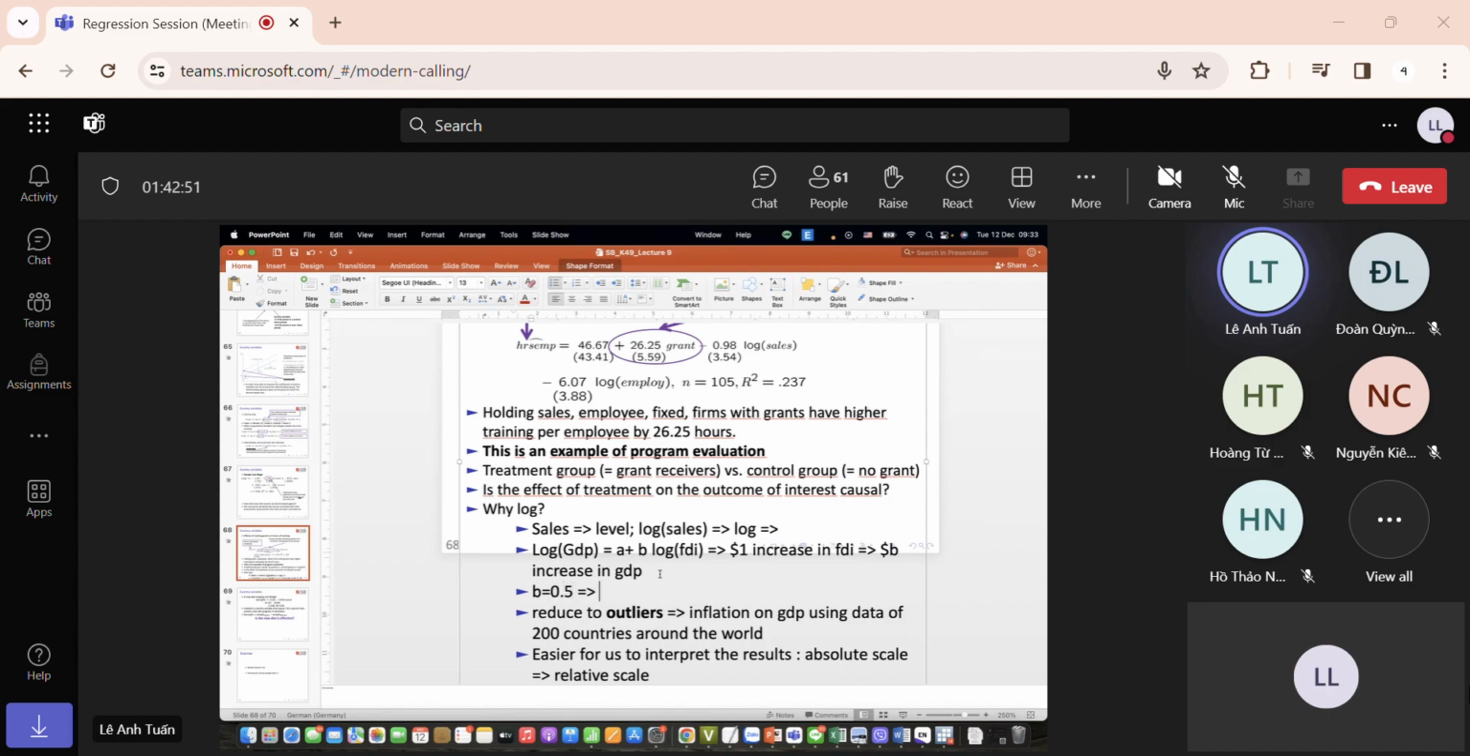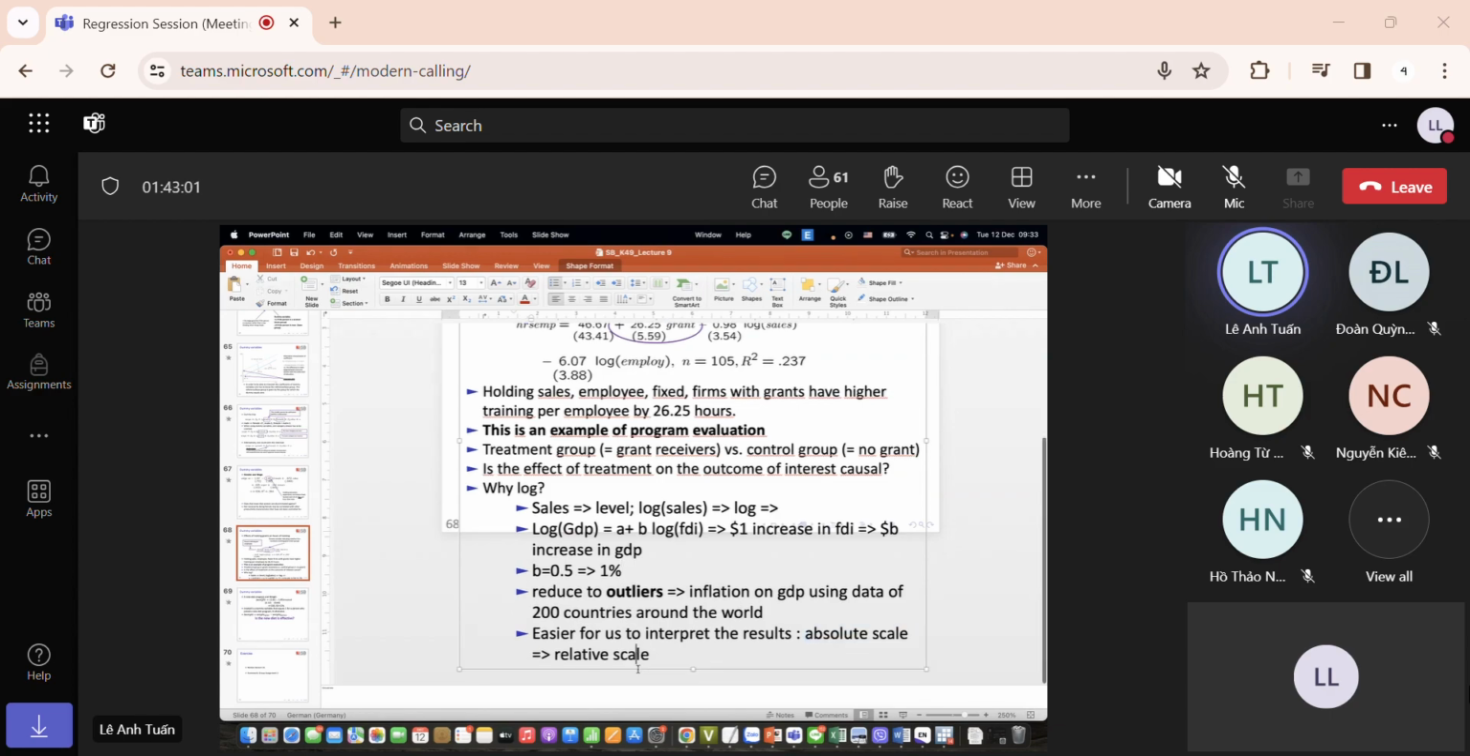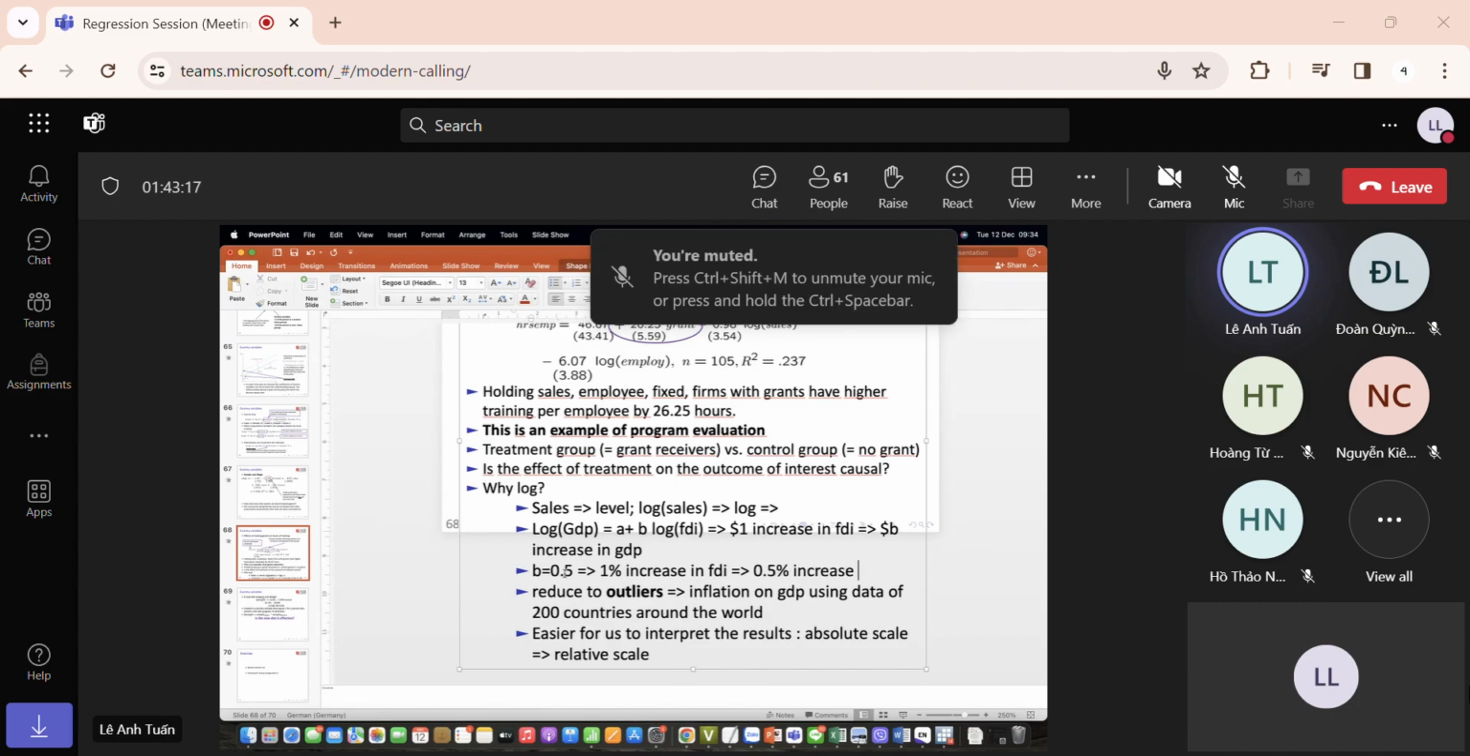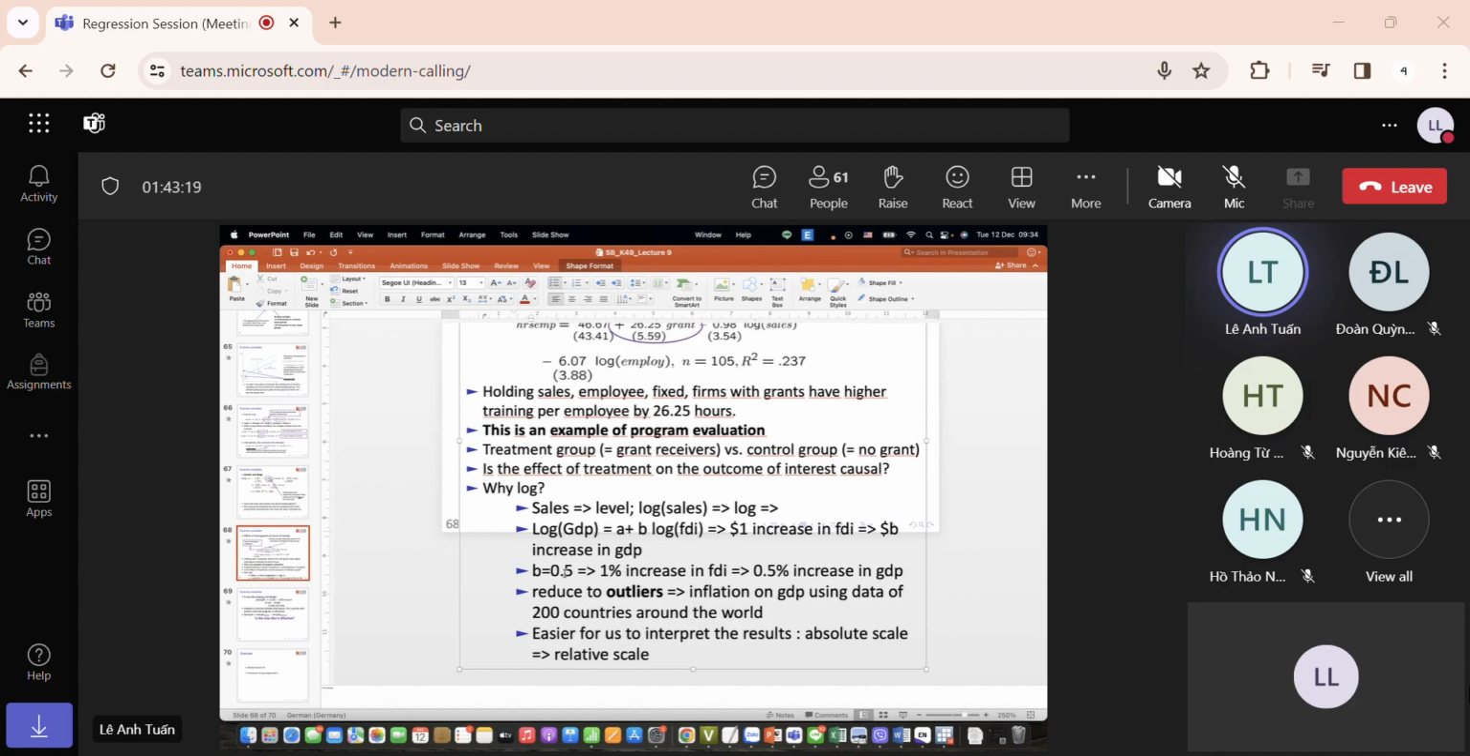That means, okay, how to explain the coefficient in the log model, right? We have 1% because you transfer the absolute scale to the relative scale, right? A 1% increase in FDI leads to, for example, here we have the beta equal to 0.5, a 0.5% increase in the GDP. You can see here, we consider the relative scale, 1%.